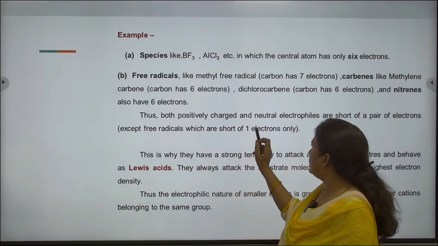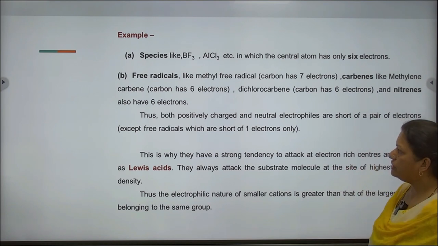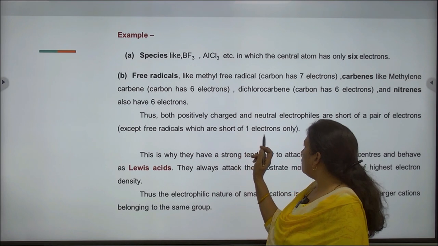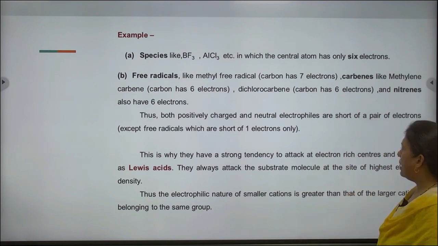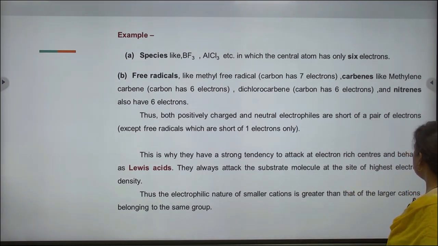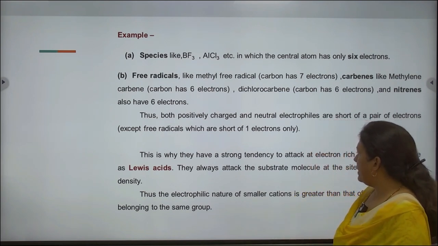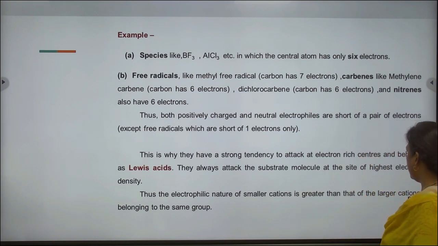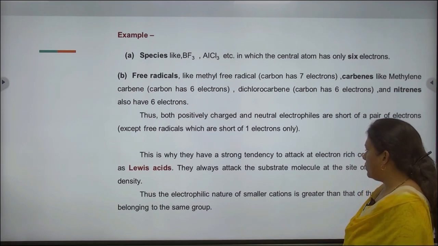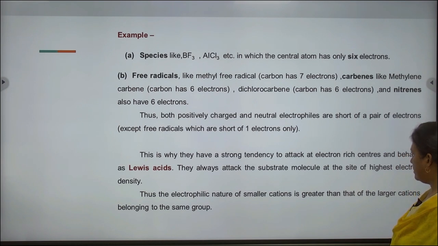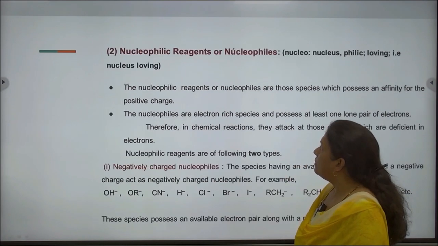Thus, both positively charged and neutral electrophiles are short of a pair of electrons, except free radicals, which are short of 1 electron only. This is why they have a strong tendency to attack at electron-rich centers and behave as Lewis acids. They always attack the substrate molecule at the site of highest electron density. Thus, the electrophilic nature of smaller cations is greater than that of the larger cations belonging to the same group.